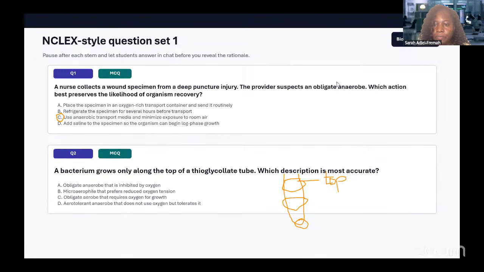Okay. So most of you are saying C. So let's look at the answer choice for C. Okay. So this microbe is likely an obligate aerobe because it's growing on the surface of the thioglycolate tube where oxygen concentration is really high. So definitely it is going to be an obligate aerobe. So C would be the correct answer choice in this particular case.